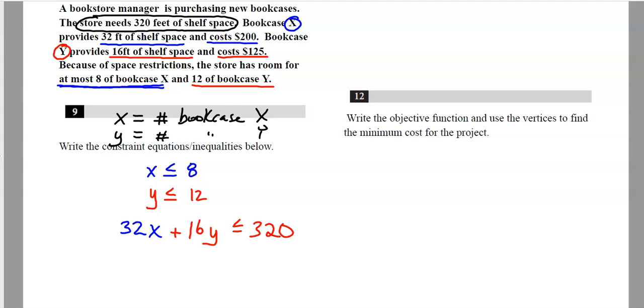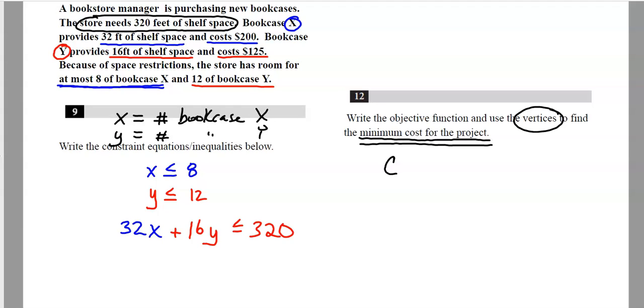Like I look over right to the right where it says write the objective function. I think right now we could do this because it says write the objective function and use the vertices, which we don't know about those yet, but to find the minimum cost for the project. So our goal is to minimize cost. So that tells me that the money is not going to be in the constraints. It's going to be in the objective.